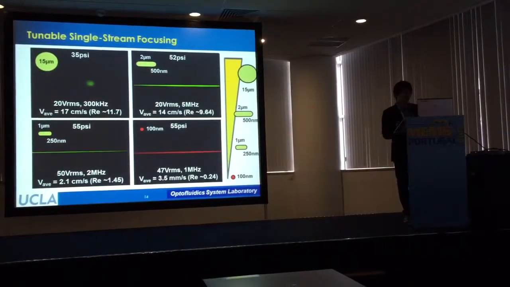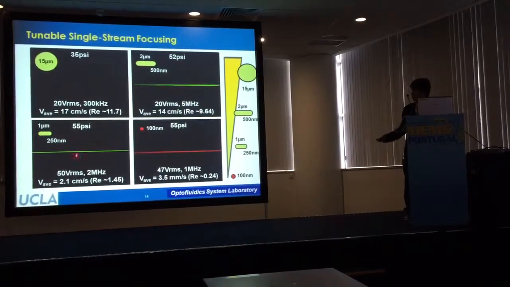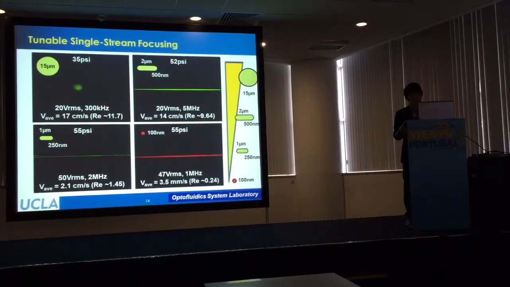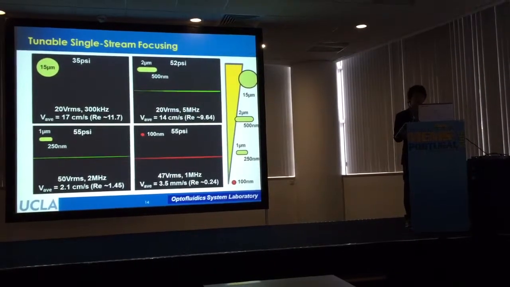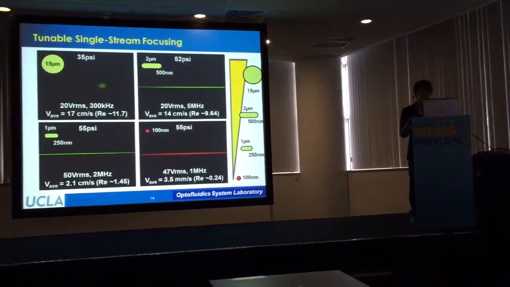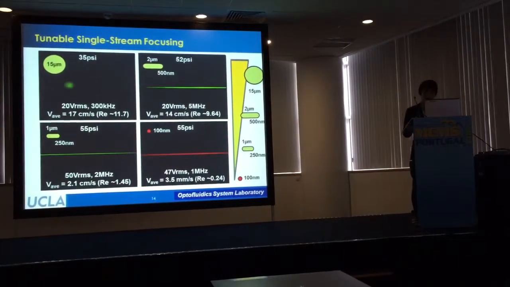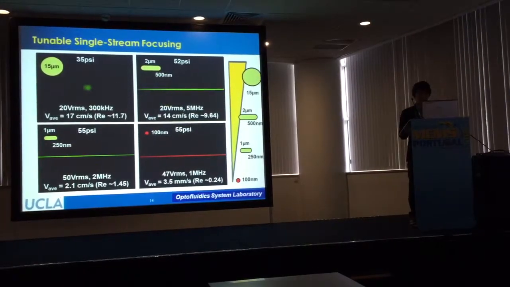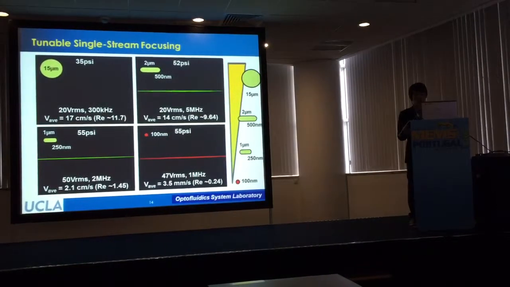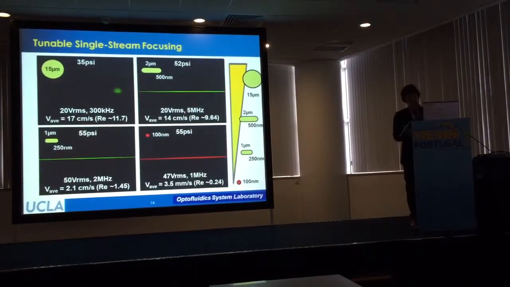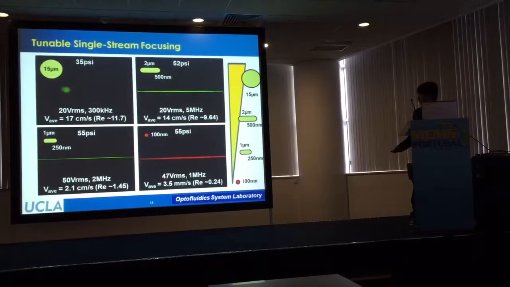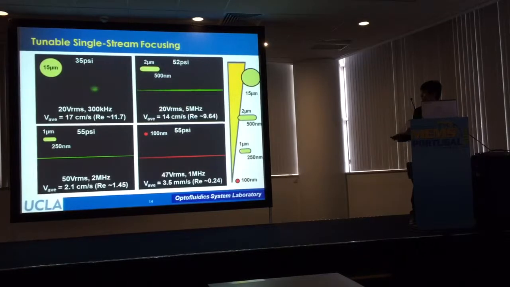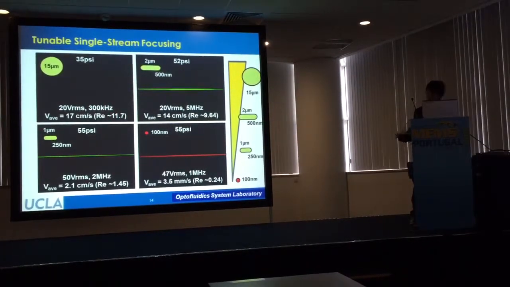So for smaller particles like GFP yeast strain shown here, and 100 nanometer red fluorescent beads, tight focusing streams are achieved with average flow rates of 2.1 centimeters per second and 3.5 millimeters per second respectively. From the results shown here, this platform can provide very efficient single stream focusing of an ultra-large range of particle size in high-speed flow. So the size can range from 100 nanometers all the way up to tens of micrometers. And the flow Reynolds number can go from very low all the way up to tens.